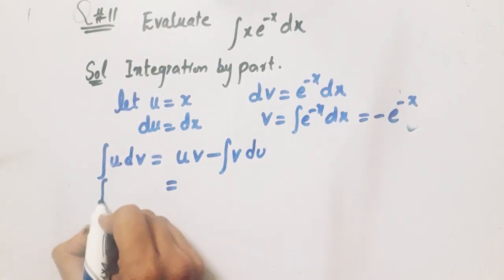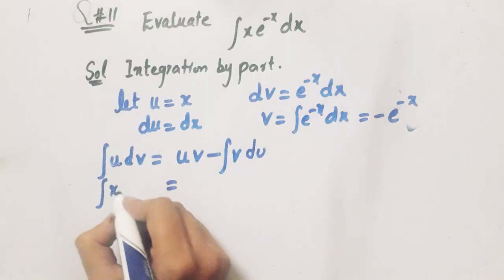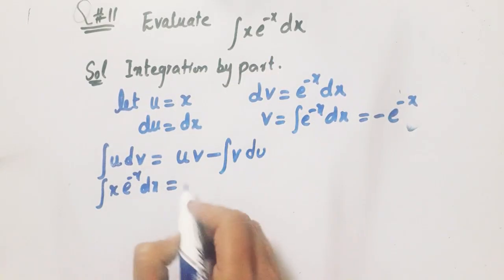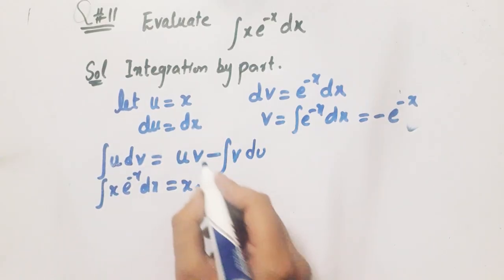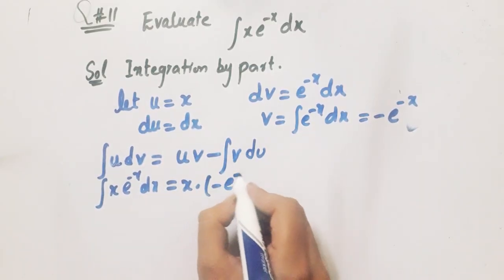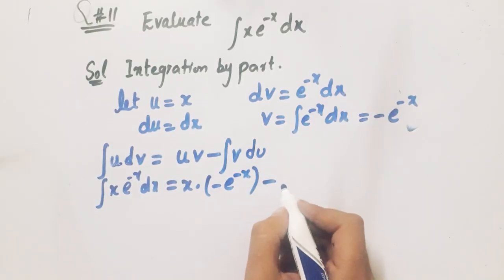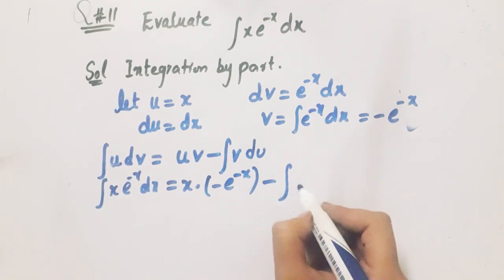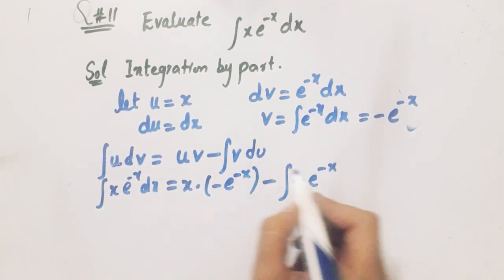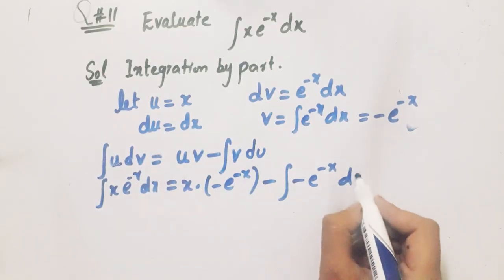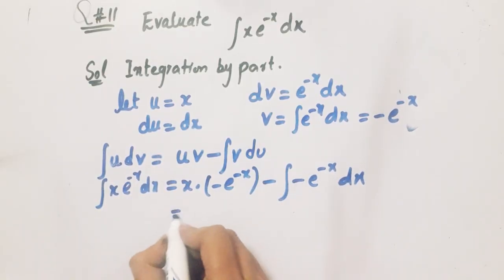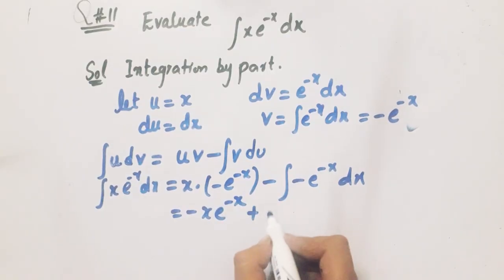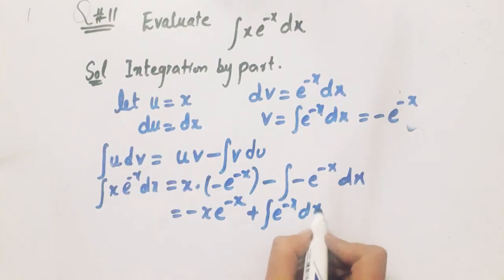So now substitute all the values inside this. Put the value of u, that is x, and dv is e raised to power minus x dx. So this is our question. Now u is equal to x and v is equal to minus e raised to power minus x, then minus integral of v du, and du is equal to dx. Now again take the integration: minus x e raised to power minus x and minus minus plus integral of e raised to power minus x dx.